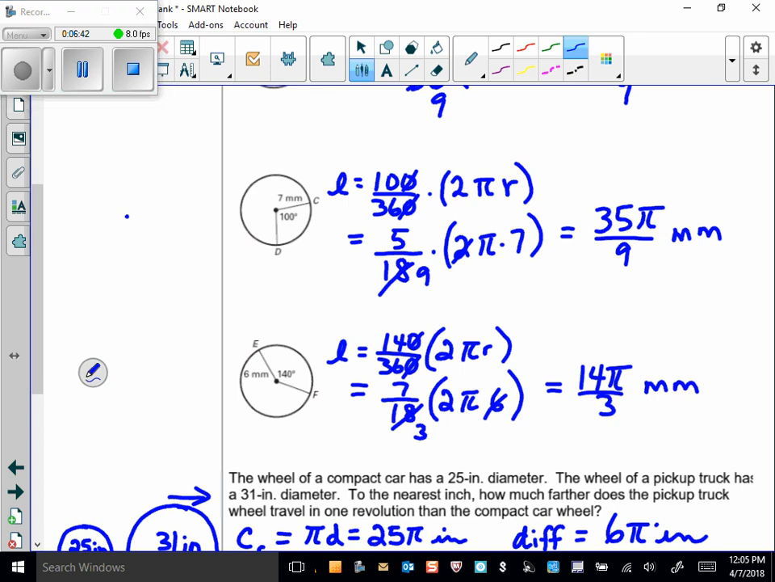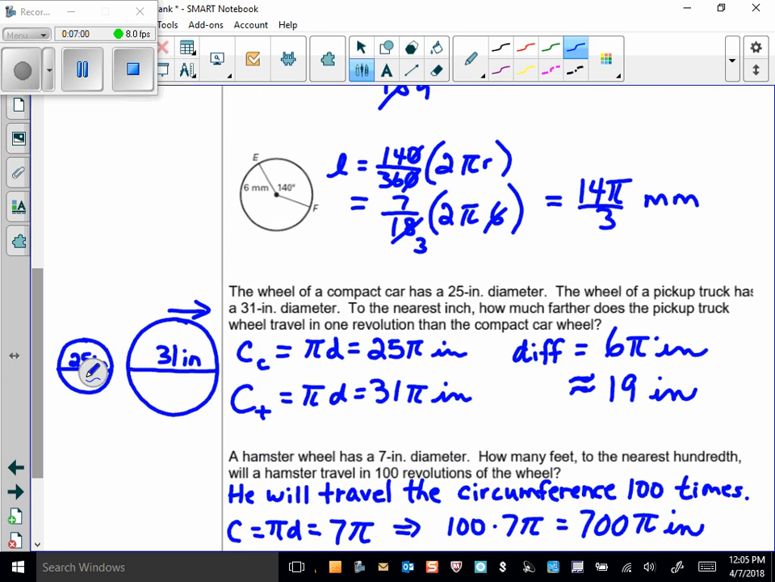Okay, I did the second example problem here, just like the first. I know the fraction is going to be 100 over 360. That simplifies to 5/18 times the circumference. Multiply that, I get 35 pi over 9 millimeters is the length of that arc. Same thing in this one. I get 14 pi over 3 millimeters. Let me know if you have any trouble.